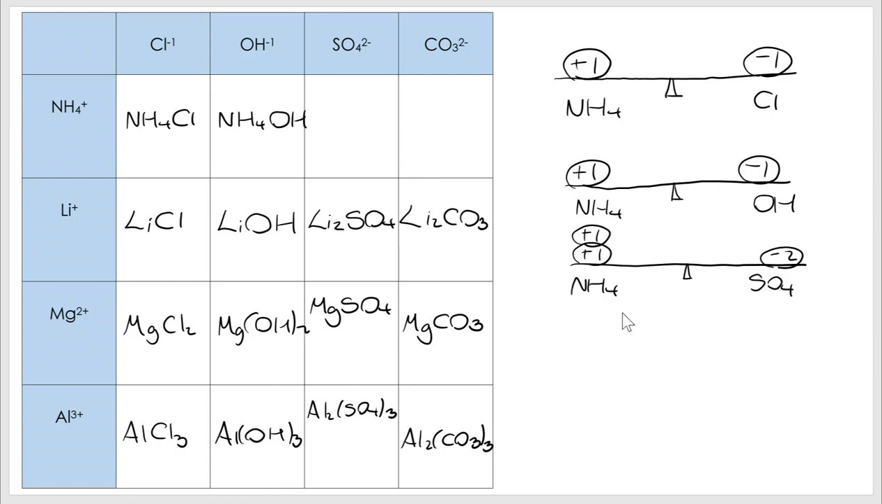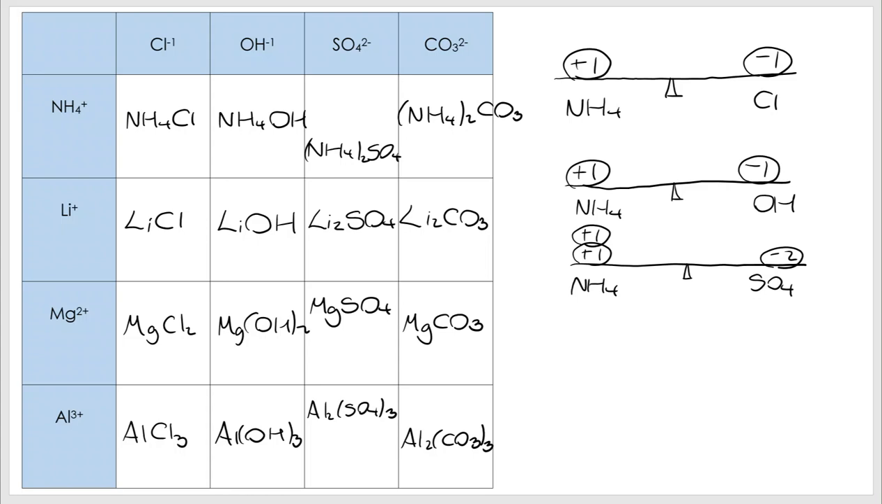If I'm going to do this with NH4 and SO4, SO4 is minus 2, but NH4 is plus 1, so I need 2 of the NH4s. Now, again, I need the brackets, otherwise it would say NH42SO4. The brackets tell me I've got 2 of the NH4s because I need 2 of the NH4s. And then from there, same situation when we get to (NH4)2CO3.